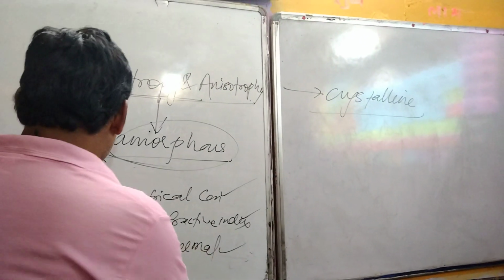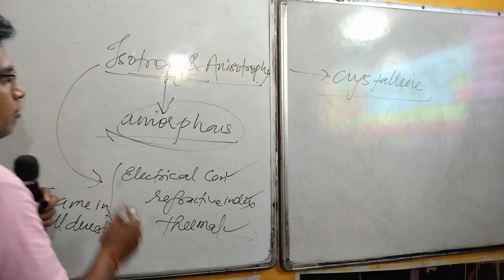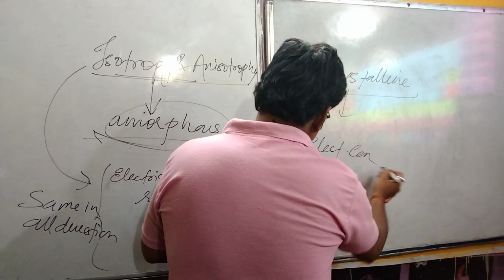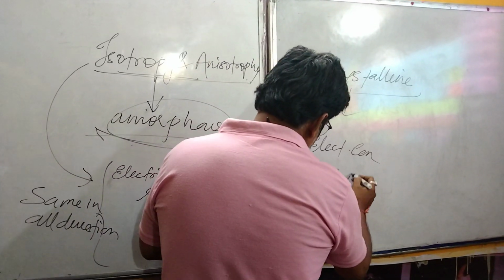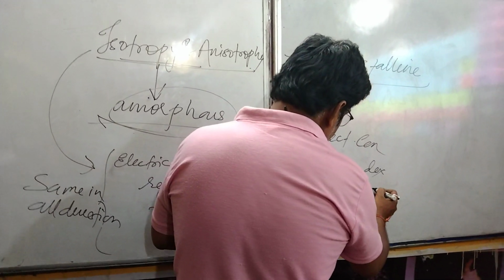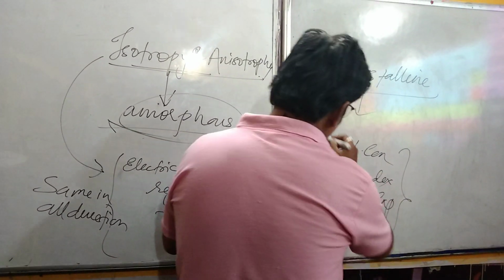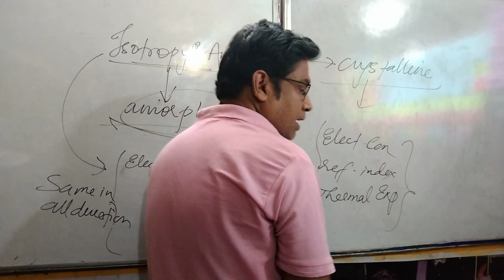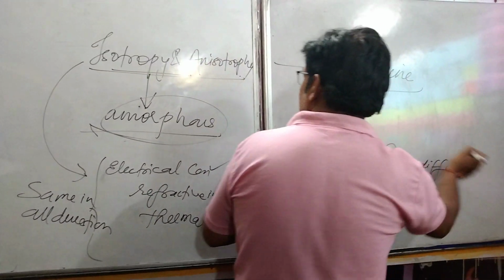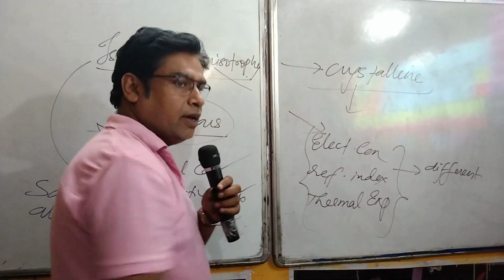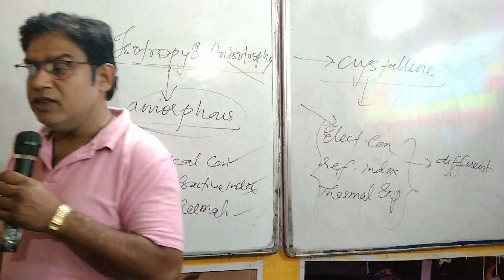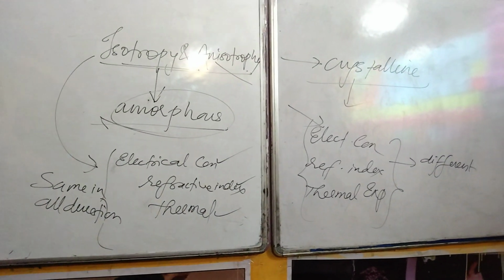These properties will be the same in amorphous substances, but in crystalline substances the electrical conductivity, refractive index, and thermal expansion are not the same, they are different. If these properties are different, then this type of property is commonly known as anisotropic. And the substances which show this type of property are known as anisotropic substances.